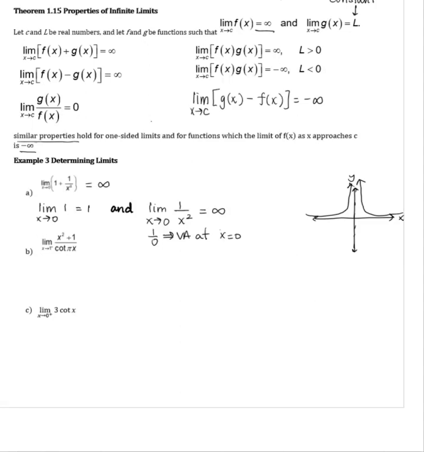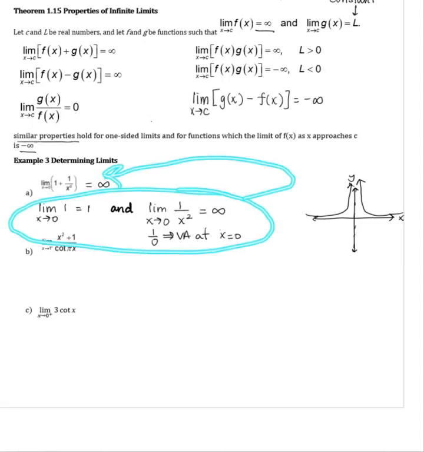So we had to show that one piece was constant and another piece went off to positive infinity before we could use this part of the theorem to conclude that our answer was positive infinity. So this justifies that through that theorem.